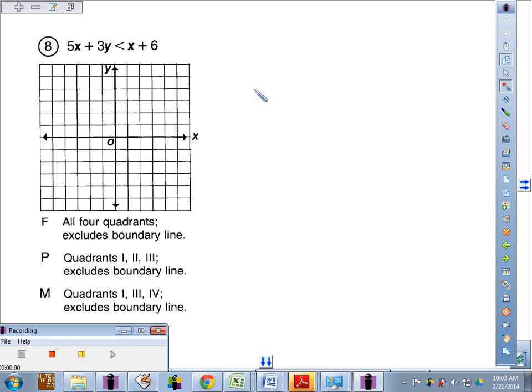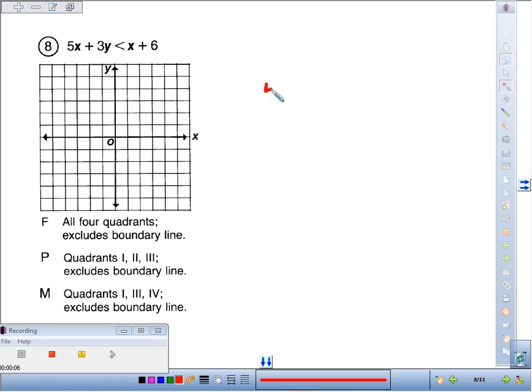Number 8, graph the inequality 5x plus 3y is less than x plus 6. So the first thing we always want to do is graph the boundary line. 5x plus 3y is less than x plus 6.